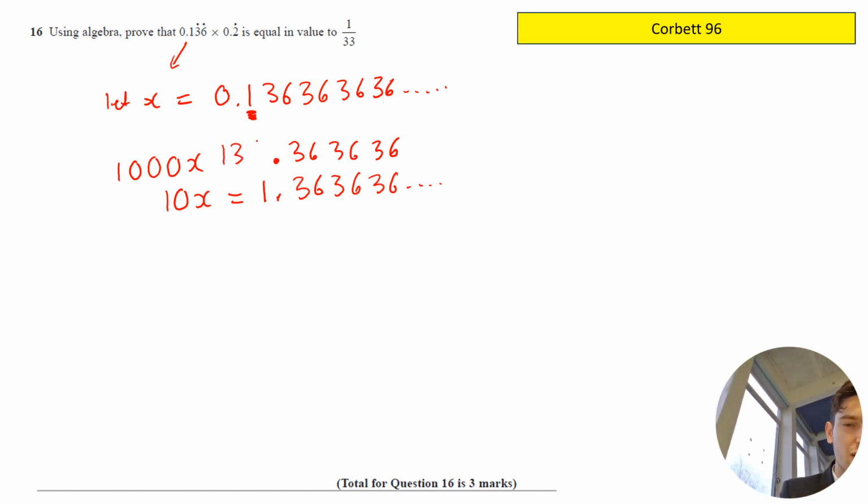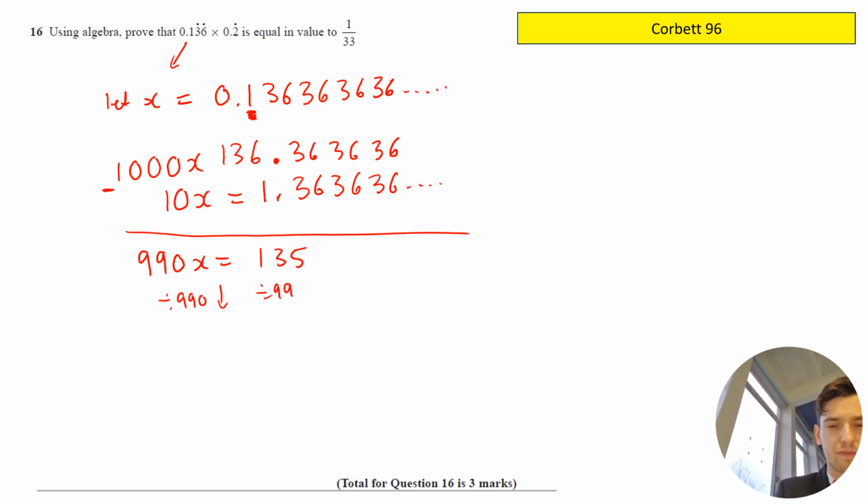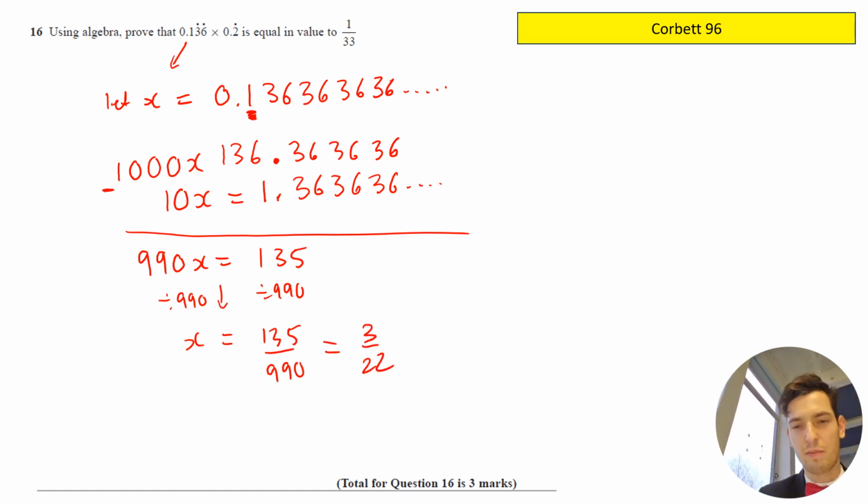And that is 136.363636. Now you can see that I've got the same recurring pattern after the decimal point. So I'm going to subtract. So I get 990x equals 135. And now I divide by 990. And I have x equals 135 over 990, which simplifies to 3/22. Just pop that in your calculator and it simplifies to that.